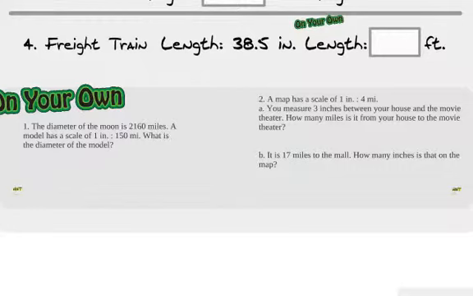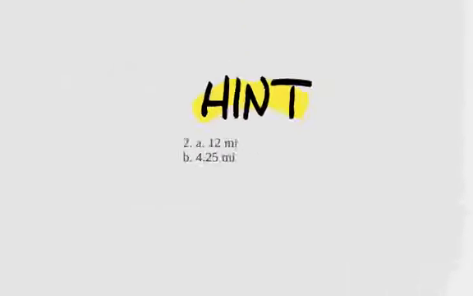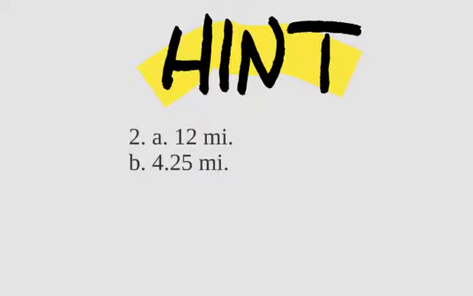What about these ones? A map has a scale of 1 inch to 4 miles. You measure 3 inches between your house and the movie theater. About how many miles is your house to the movie theater? Set up a proportion. Our first proportion is 1 over 4, 1 inch to 4 miles, and you measure it for 3 inches. About how long is it to get from your house to the movie theater? And it's about 12 miles. Going backwards the other way, about how many inches is it on the map? All right, A was about 12 miles, and B about 4¼ miles.